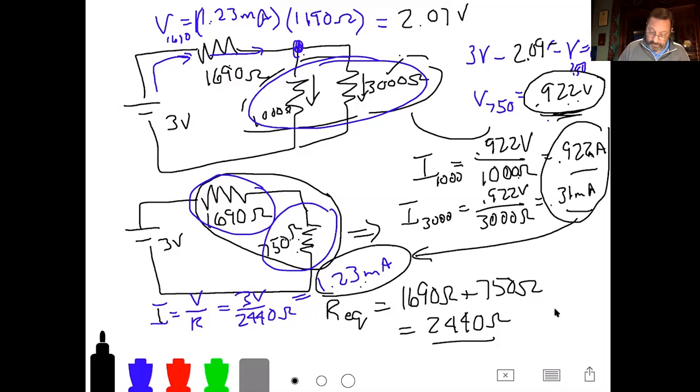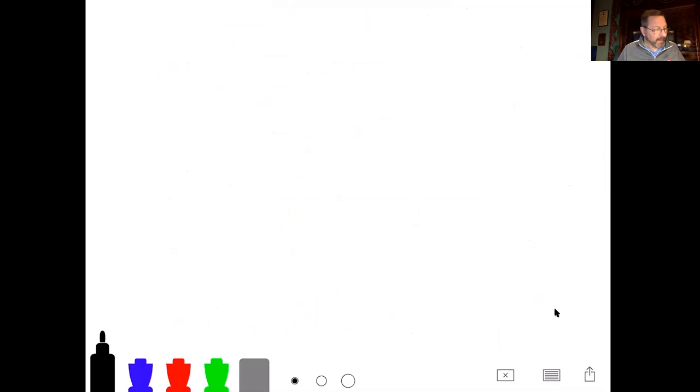All right, I'm going to show you another way to do the problem, though. And this way is perhaps a little more sophisticated, but it works. And it does require some algebra. You've got to be able to solve multiple equations.